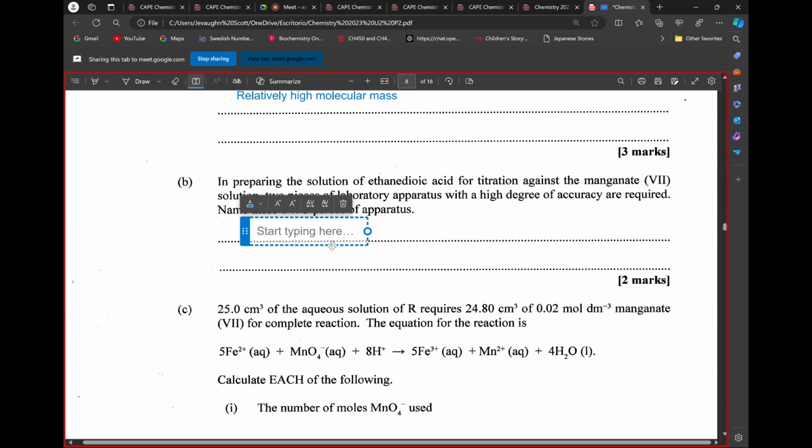What we're doing, we're preparing the solution of ethanedioic acid for the titration. We're not going to be beating anything. The pipette and the volumetric flask will be the first options that should come to mind.